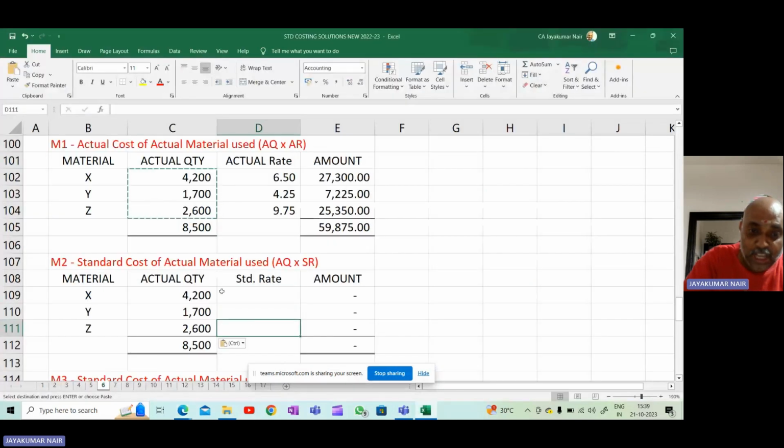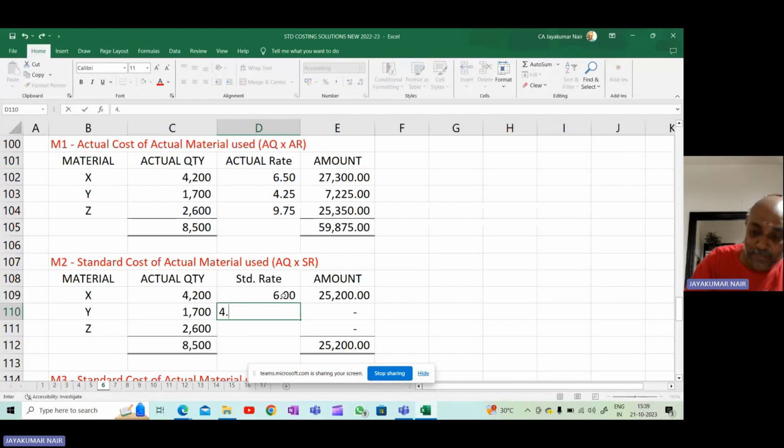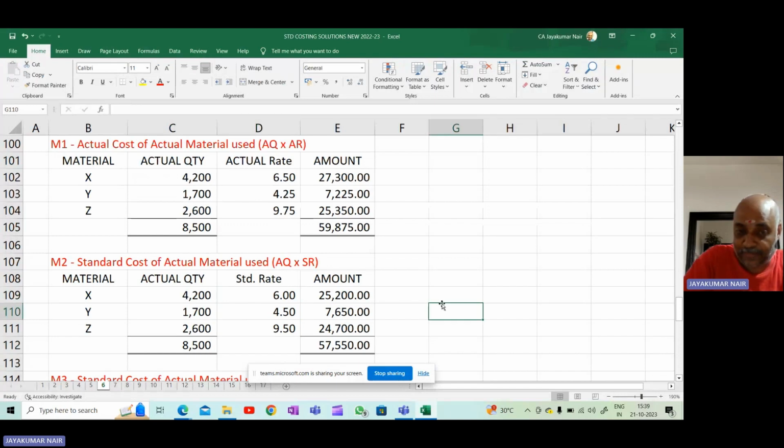So what do we do here? It is the actual quantity that you have used, multiplied by the standard rate, which is 6 for X, 4 rupees 50 paisa for Y, and 9 rupees 50 paisa for Z. So we have found M2. M2 is the standard cost of actual material used. The formula is AQ, actual quantity, into the standard rate. So M1 is actual quantity into actual rate, and M2 is actual quantity into standard rate.